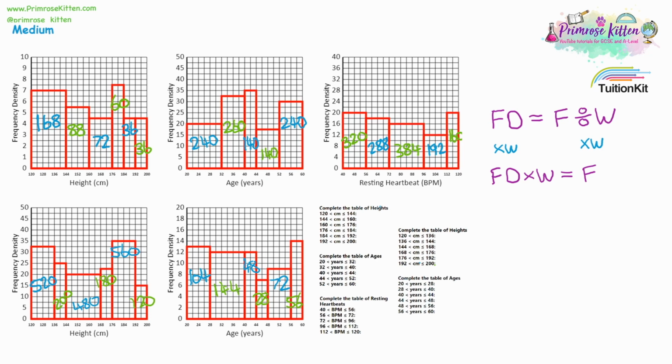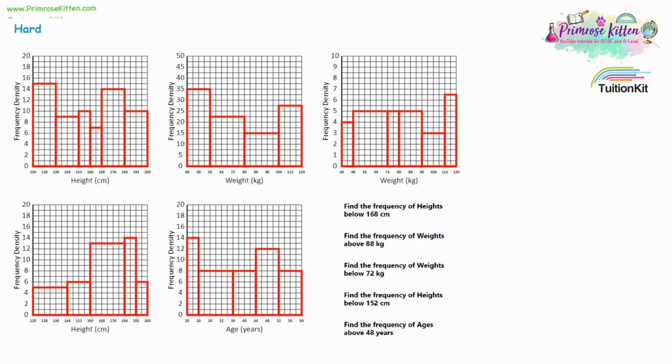So the big thing here is that if you have the width of a group and you have the frequency density, you can work out the frequency by multiplying the width and the frequency density, which is the same as the height, together. And it's the same formula for finding the area of a rectangle. Area of each bar is equal to the frequency. Now, moving on to the most difficult histogram questions, we're going to do a bit of problem solving on this.